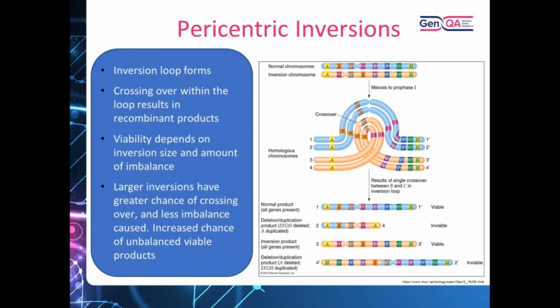So pericentric inversions, again, an inversion loop is formed. And again, if crossing over occurs, then you get recombinant products. Here, the products could potentially be viable depending on the size and the amount of imbalance. And here you'll get duplications and deletions occurring depending on where the crossover occurs. So the larger the inversion, there is a greater chance of the crossover occurring and less of an imbalance being caused. So this will then increase the chance of unbalanced viable products. So if you find a really big inversion, then the risk is much higher than if you find a small pericentric inversion.